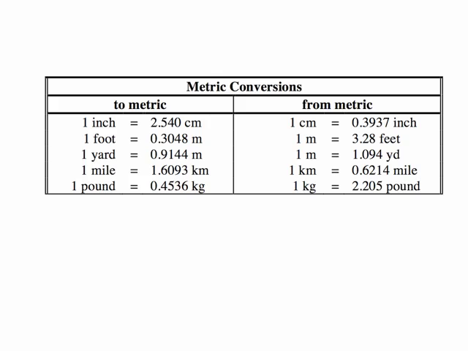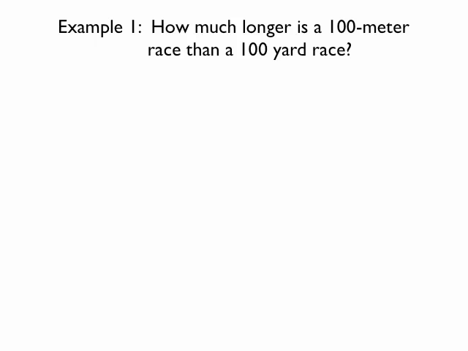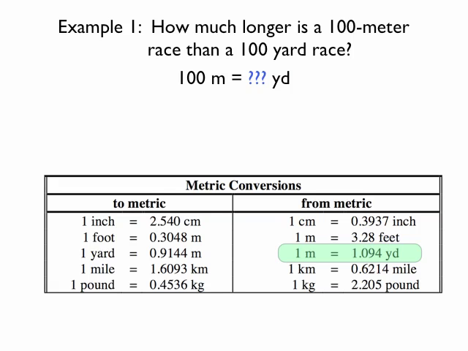In the United States, many swimming competitions are held in pools of 25 yards, while international competitions are in pools of 25 or 50 meters. Suppose a swimmer wants to know how much longer a 100-meter race is than a 100-yard race. This question really asks us to convert 100 meters into yards. We therefore need a conversion between meters and yards. The table shows that 1 meter is equal to 1.094 yards, so we'll write this with our example.